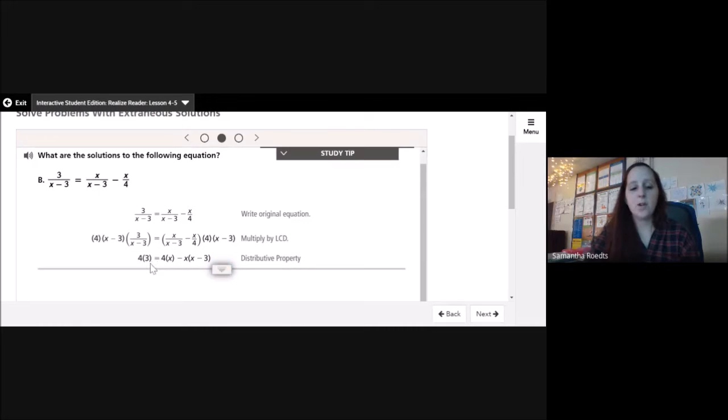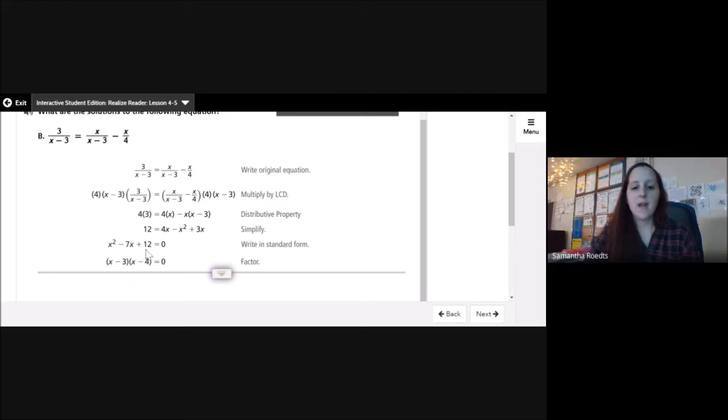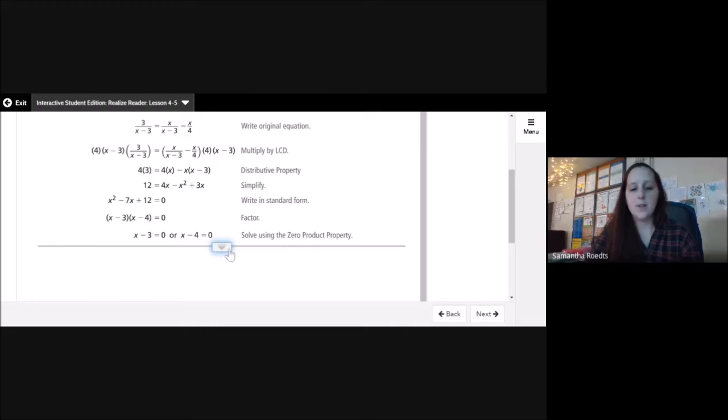Okay, when I do that, I get 4 times 3 equals 4x minus x times x minus 3. So I get 12 equals 4x minus x squared plus 3x. So x squared minus 7x plus 12 equals 0. So when I factor that out, I get x minus 3 times x minus 4 equals 0. When I solve for each of these, I get x equals 3 and x equals 4.